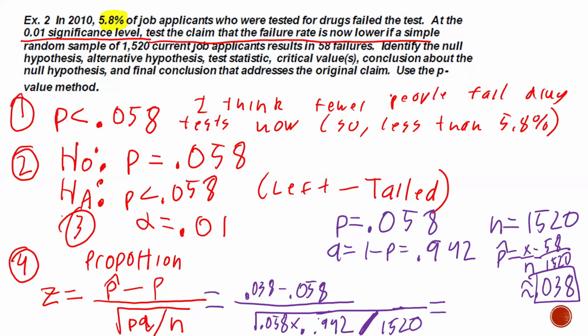Okay, so when you type this in your calculator and you're careful, you get Z is negative 3.34. This is a Z-score, right? Okay, so what is the next step that we do? We just did step 4. Now we're doing step 5, which is to, okay.